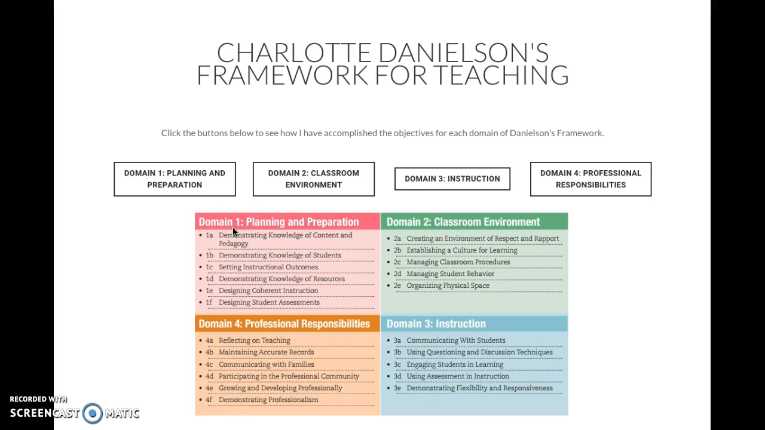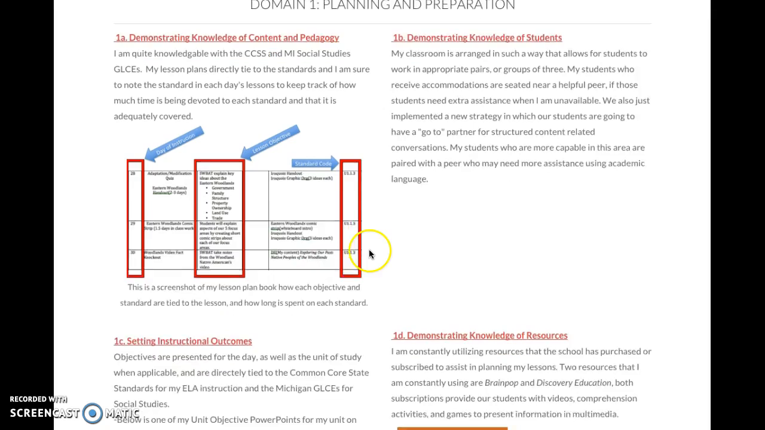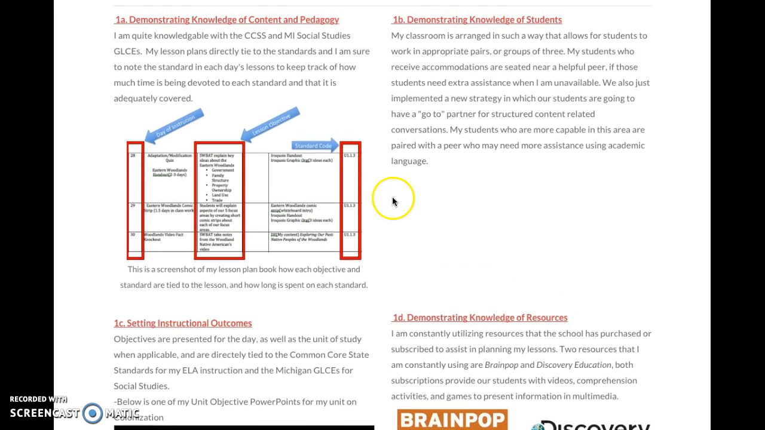And I have some narrative as well as some different artifacts from my classroom work as well as my coursework showing how those goals have been accomplished. So domain 1, planning and preparation, a little bit of narrative or images or artifacts when appropriate about how I've accomplished each one of these objectives in my classroom.